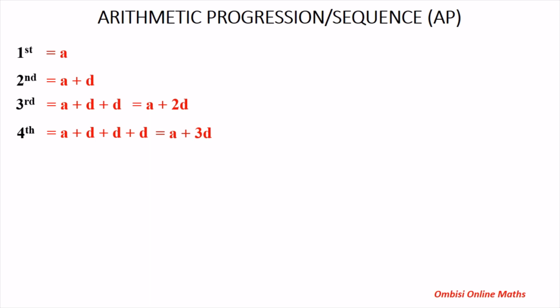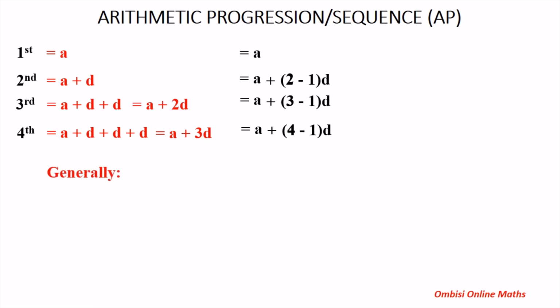So we can see that the first term being A, then the second term is A, which is the first term, plus 2 minus 1 D. Then we can also see that, note that third term, it is the first term A plus 3 minus 1 D. So that one gives us 2D. Then the fourth term, it means it is also A plus 4 minus 1 D, which gives us 3D.